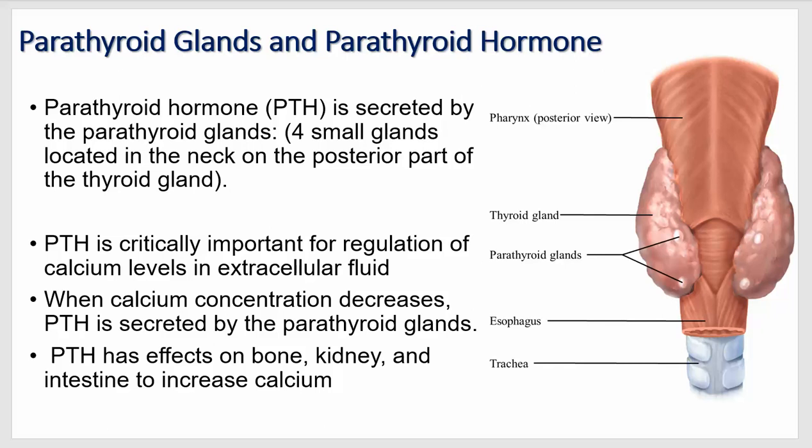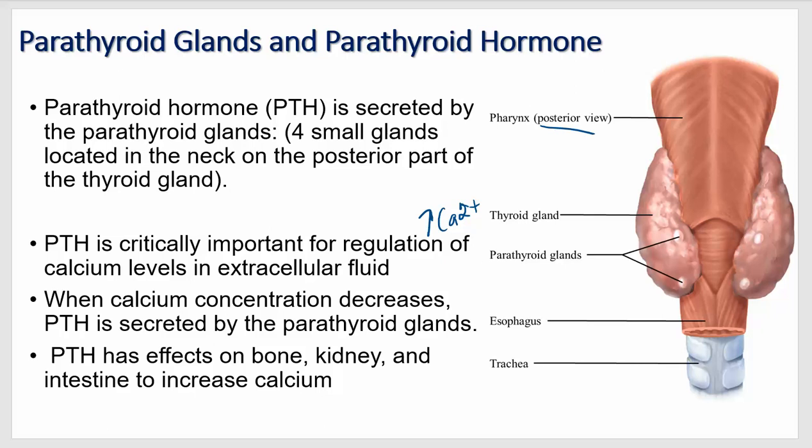All right, so let's look at the parathyroid glands and the parathyroid hormone. So here are your parathyroid glands. Like I said, they're just tiny little glands that sit on the back of the thyroid gland. So this is posterior. And they secrete parathyroid hormone. So 4 small glands located in the neck on the posterior part of the thyroid gland. Parathyroid hormone is critically important for regulation of calcium levels. It is going to increase calcium levels. Remember that. And we also have to remember how.